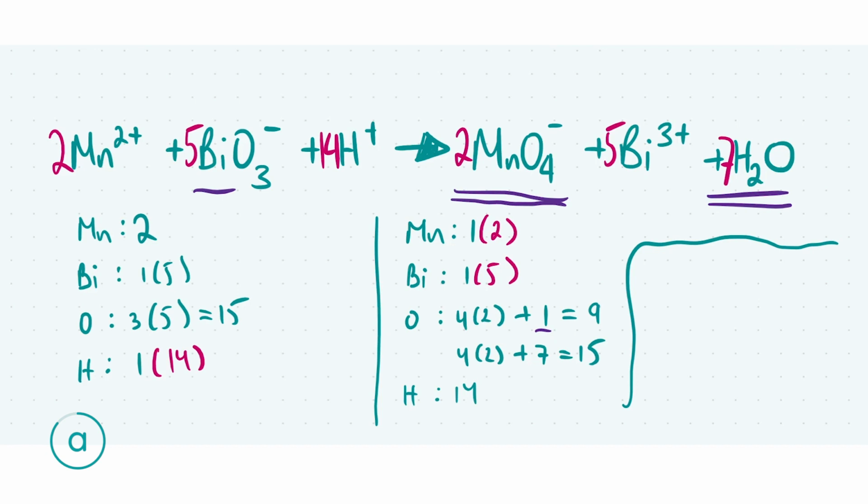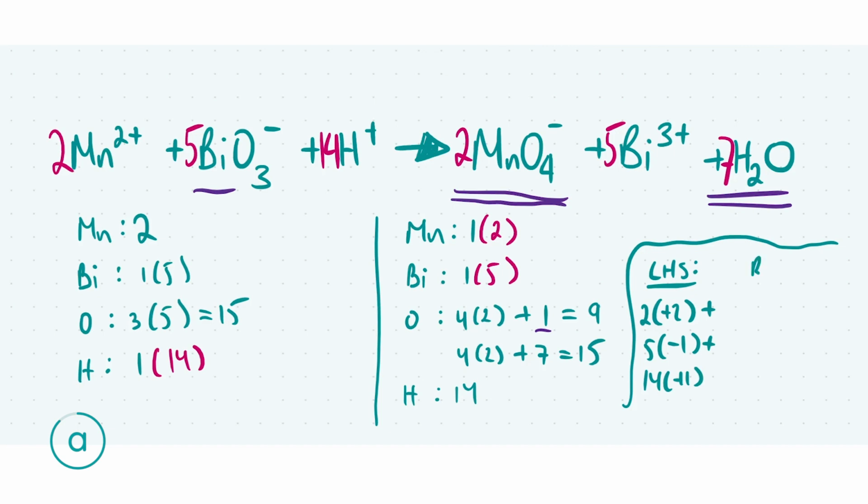And what I'm going to do is add up all the charges and make sure that they equal on both sides. So the first thing we're going to have is on the left hand side, so LHS just stands for left hand side. We're going to have 2 times (+2), plus 5 times (-1), plus 14 times (+1), and we can add those together in a minute.